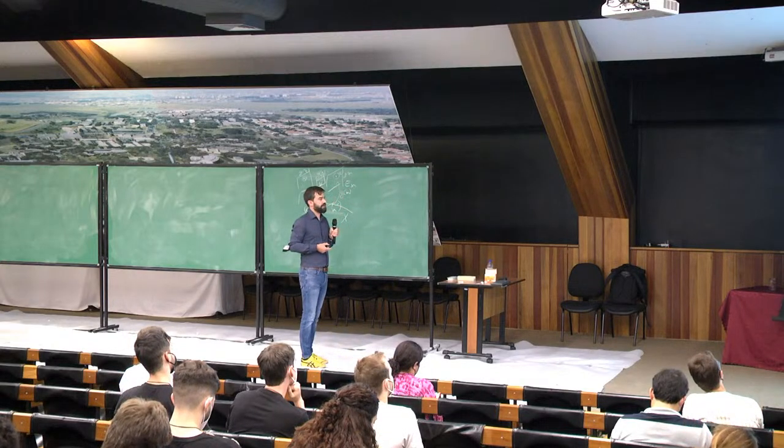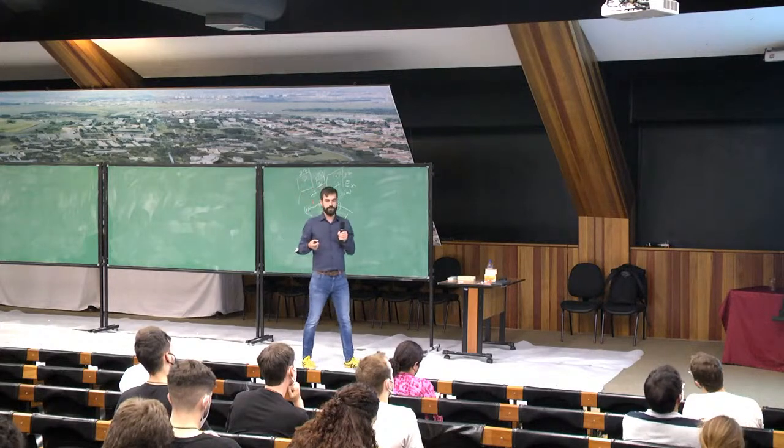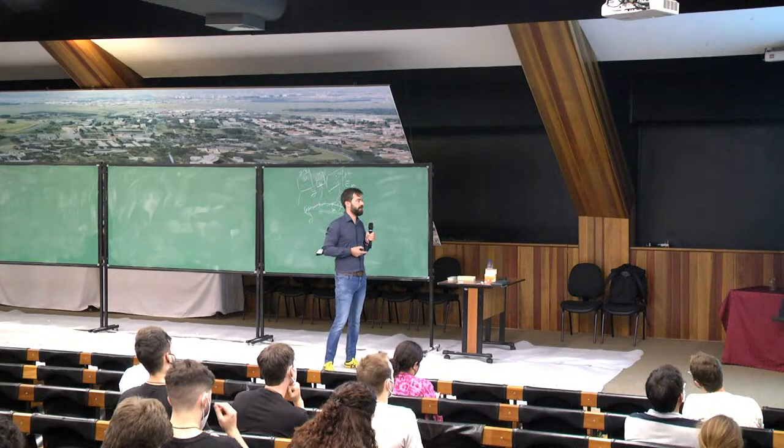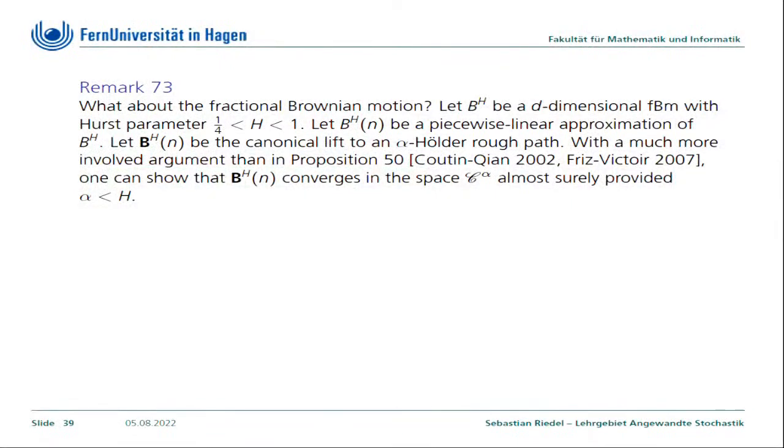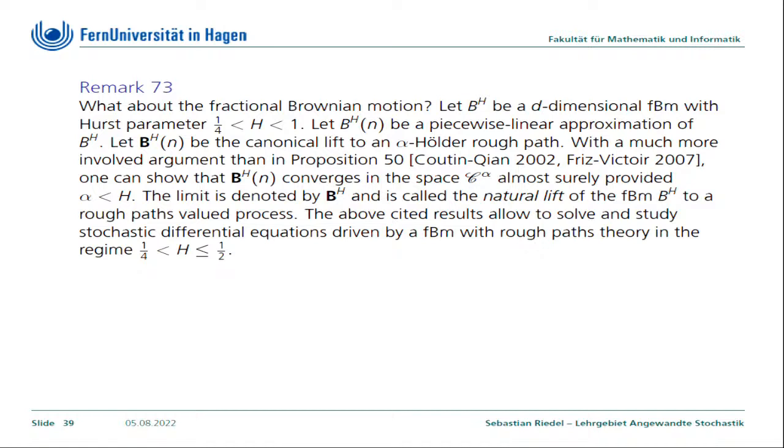So to prove that, it's much more involved than what we did. There are 2 papers at least giving a proof here. In the first paper, they give a proof exactly for the fractional Brownian motion, and there was another paper where they extended such a result to a whole class of Gaussian processes. Basically the same result. So the limit now, you can give a name, say B bold H, and this you call a natural lift of the fractional Brownian motion.